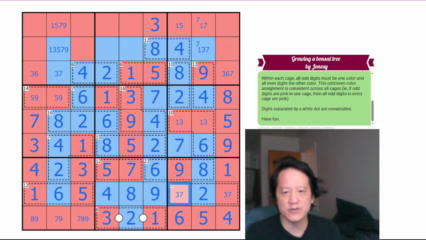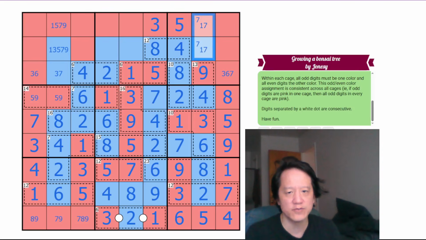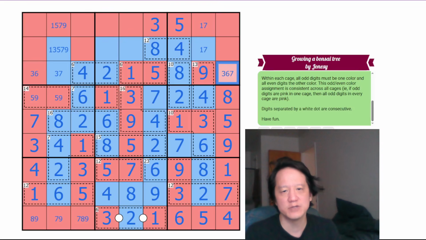7 eliminates 7 here, so that's 3, which makes this 7. 3 eliminates 3 here, so it's 1, which makes that 3. 1 eliminates 1 here, so it's 5. 3 eliminates 3 here, so this becomes a 1-7 pair. That eliminates 1 and 7 in the rest of the box, so this can't be 7 here. This is 3 or 6.